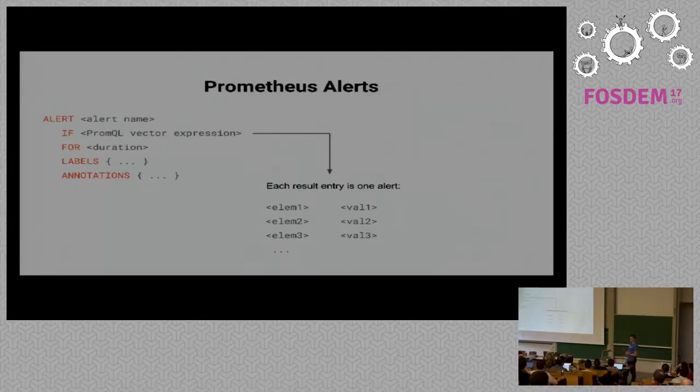And labels and annotations are just context information you can attach to alerts being sent out. We will see this later, but it's not too important for now. And what you will get out from an alerting query is the same that you will get from a regular Prometheus query. You essentially get back a vector of elements, where each element is a label set, and then you have one value associated with it.